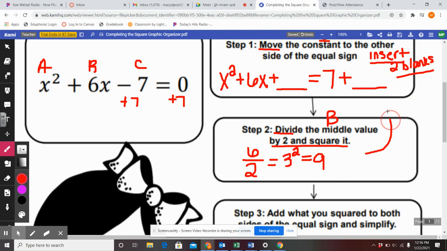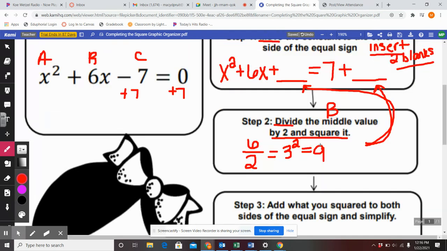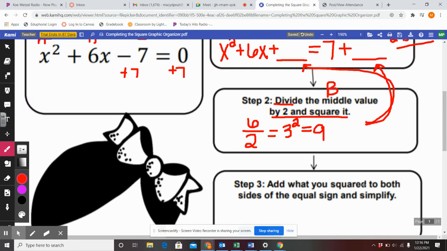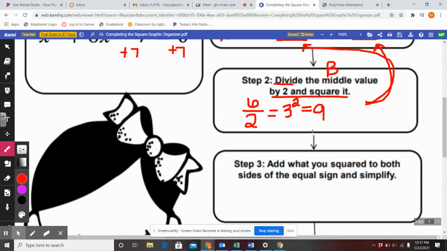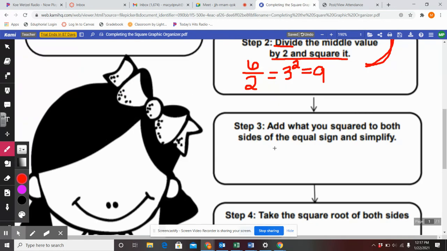This number is what goes in these blanks. So we're going to write it in right here. It says add what you squared to both sides of the equal sign and simplify. So it's x squared plus 6x, okay, I'm going to write it here again. X squared plus 6x plus blank equals 7 plus blank. Here's where my 9 comes. 9 here, 9 here.